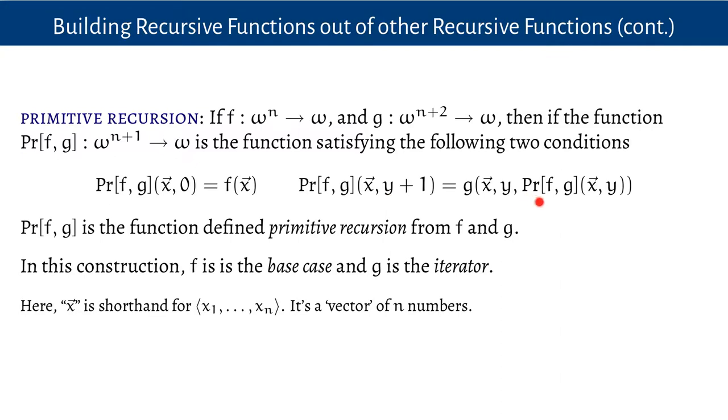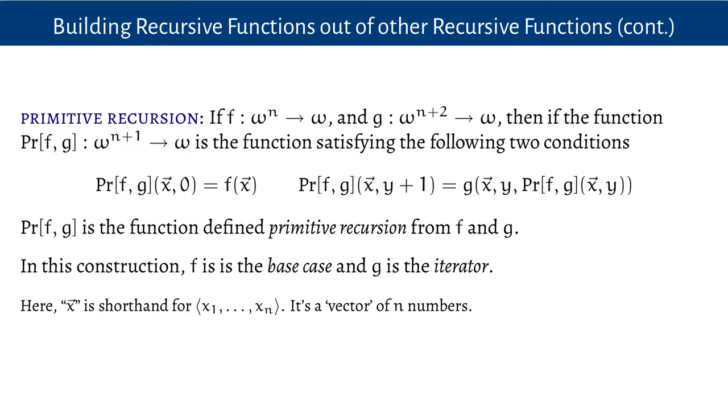And then it looks at the result of doing the primitive recursion on the previous case. So this is a case where to calculate this function, the primitive recursion of f and g, on y plus 1, I use the calculation on y as its last input. And this, if y is not 0, is going to use this again.